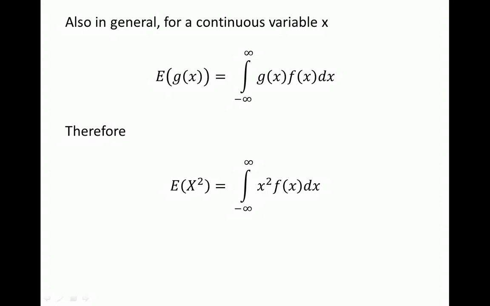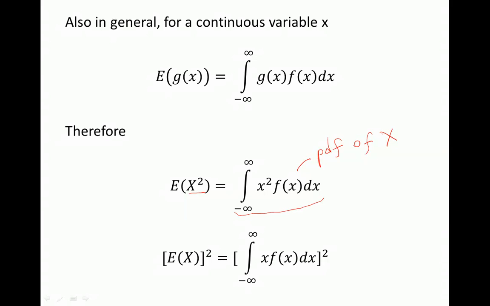So if g of x equals x squared, then that expectation of x squared is just the integral from negative infinity to infinity of x squared times f of x dx. Again, the f of x is the probability density function of the random variable x. And then expectation of x, all that squared, will be the squared integral expressed here. Again, in this case, our g of x is just x. That's why we have x here, and times the PDF. So you can see we can use those two integrals now to compute the variance of x, which we defined as expectation of x squared minus squared expectation of x.